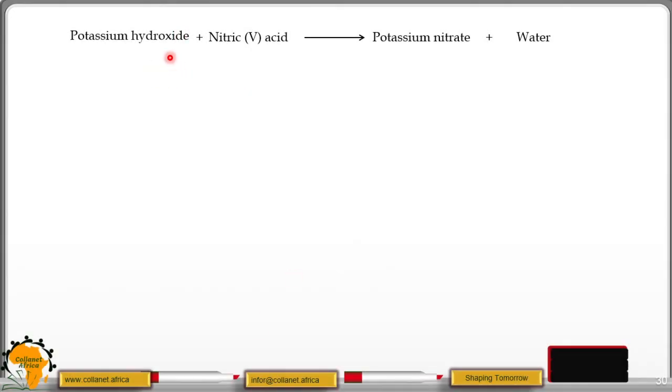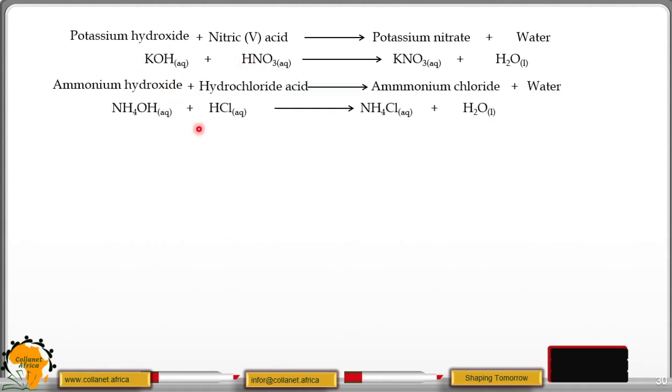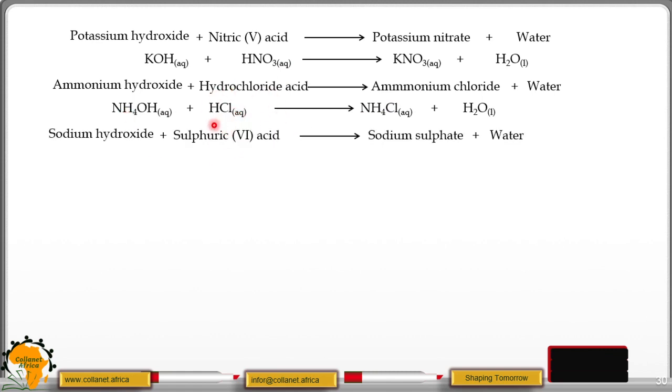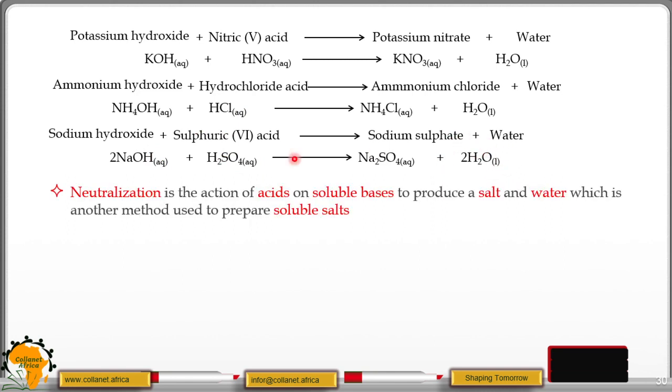This is the reaction for the preparation of potassium nitrate. You neutralize potassium hydroxide using nitric acid. In this case, we are preparing ammonium chloride from the neutralization of ammonium hydroxide, or liquid ammonia, using HCl, hydrochloric acid. Then sodium hydroxide is neutralized by sulfuric acid to give us sodium sulfate plus H2O.